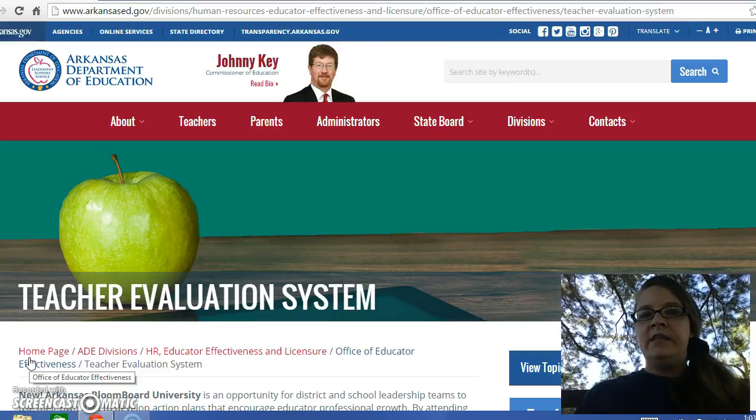The third domain is instruction. This domain begins with communication with the students. How do we encourage them to participate? How do we engage them in learning? How do we assess what they are learning?